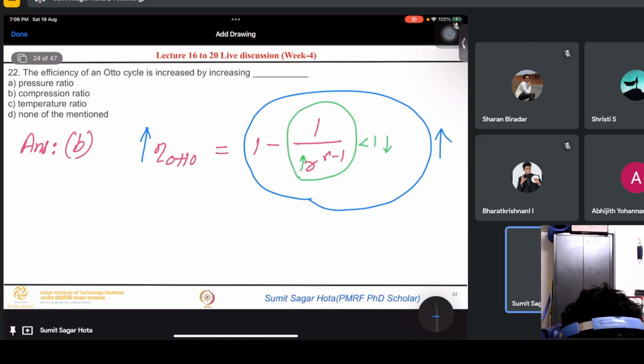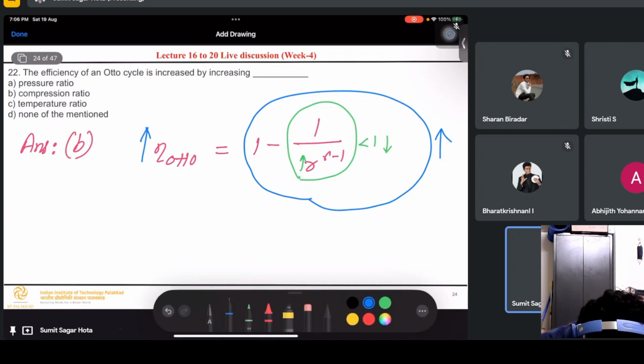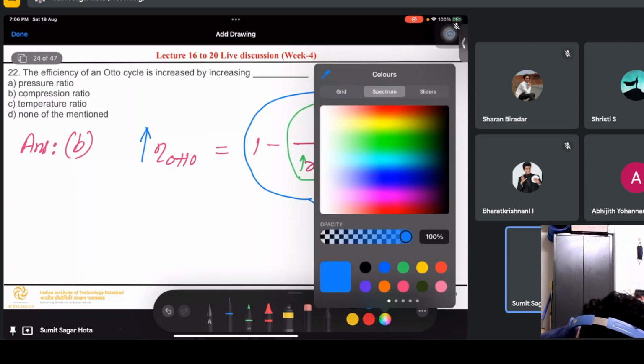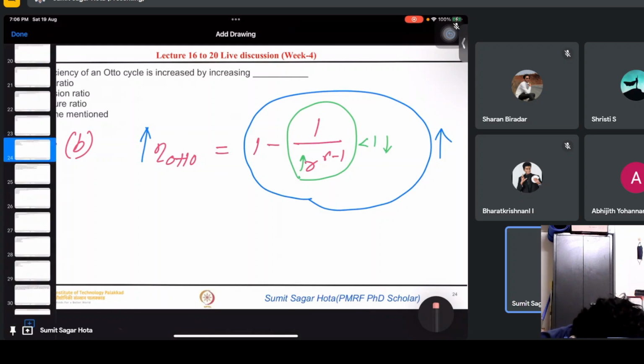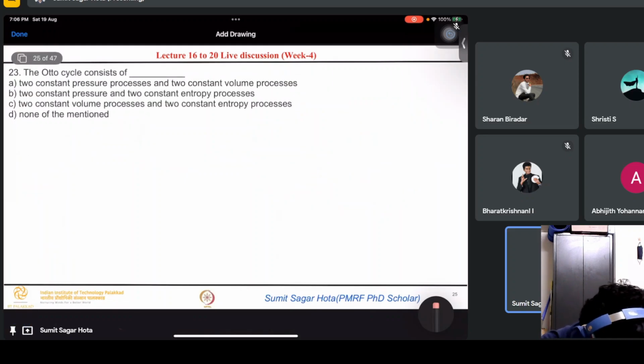So what is the answer? The answer is obviously compression ratio. That means if the compression ratio increases, the efficiency also increases. So that's not the idea. Next question.